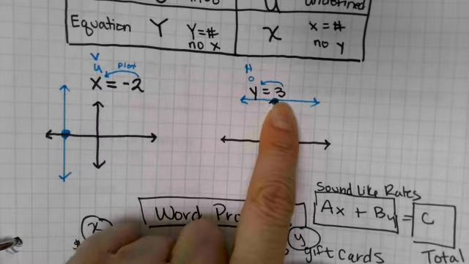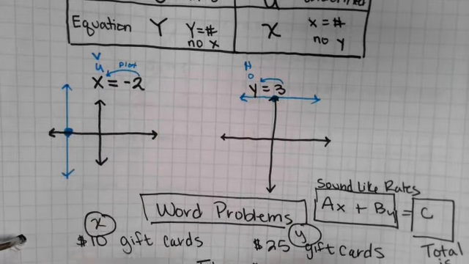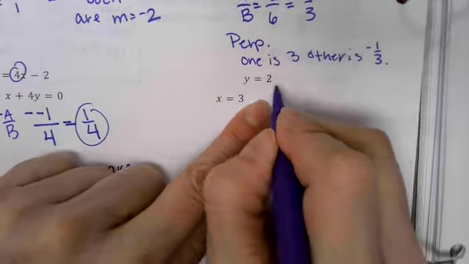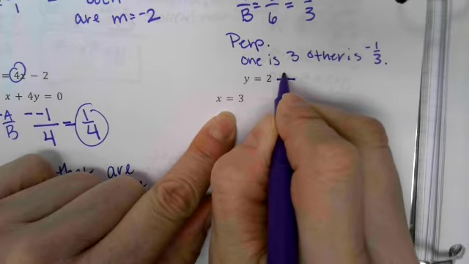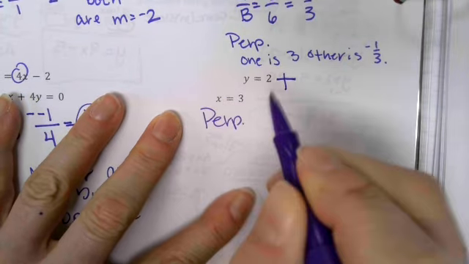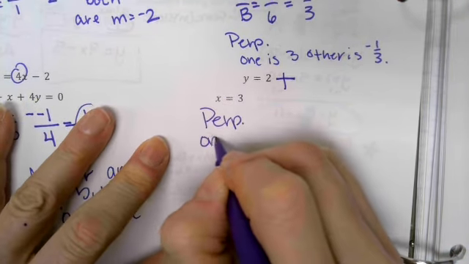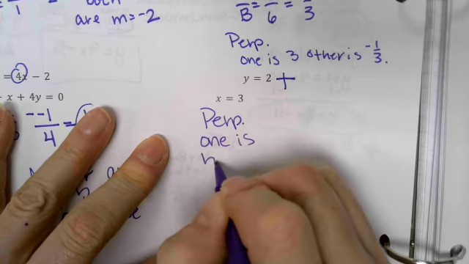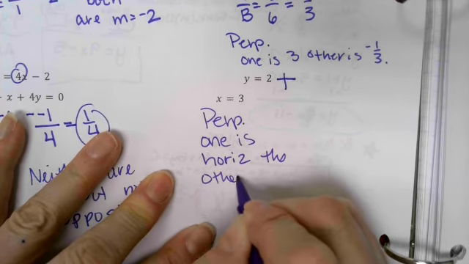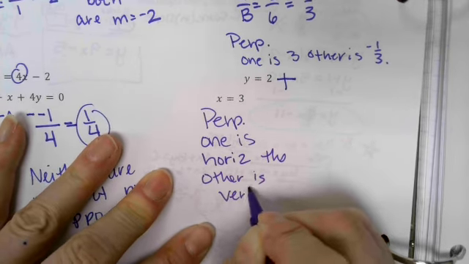And it honestly doesn't matter if it's a 5 or 2. I mean, it could be a fraction, like 1/2. It still wouldn't matter, because this line is going to go this way, this line is going to go that way. And they are perpendicular. And the reason is, one is horizontal, and the other is vertical.